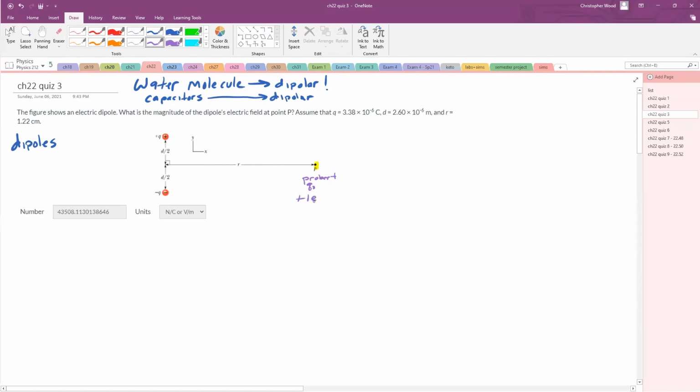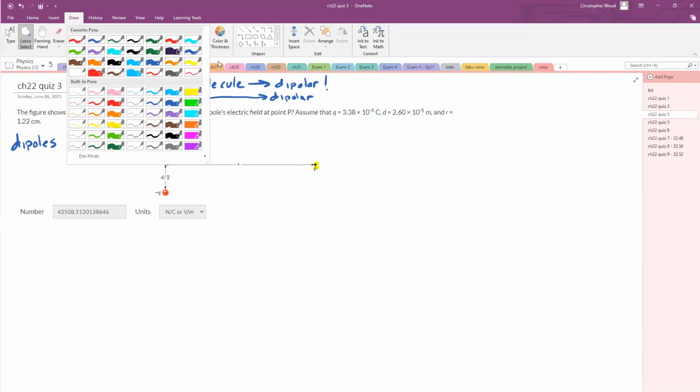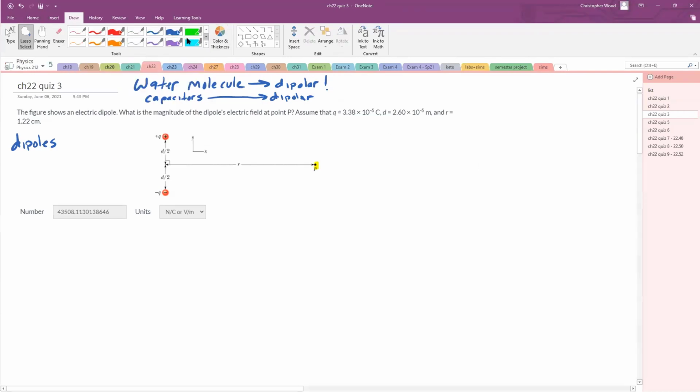Okay. And so now that we know that Probert is standing at point P, let's draw the field lines. So by now, here's the field line. Here's the electric field vector. This is the electric. I use those terms interchangeably.